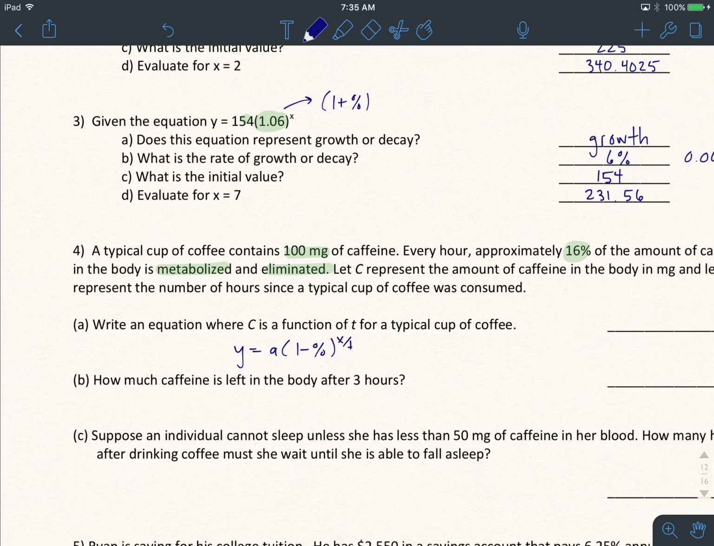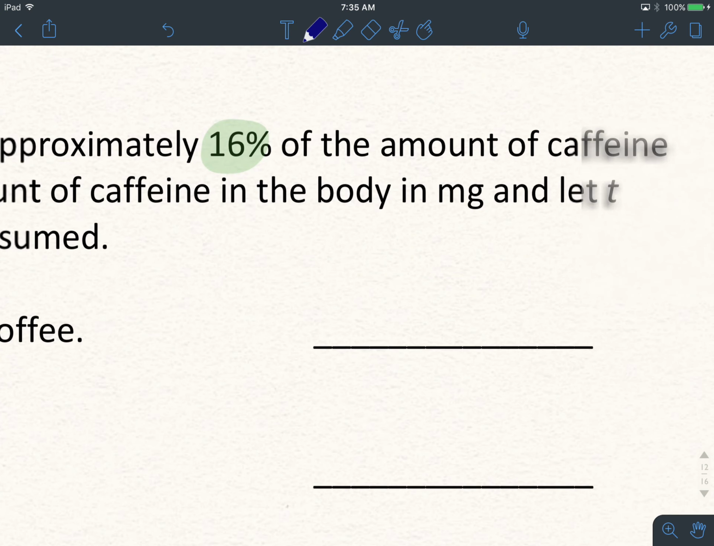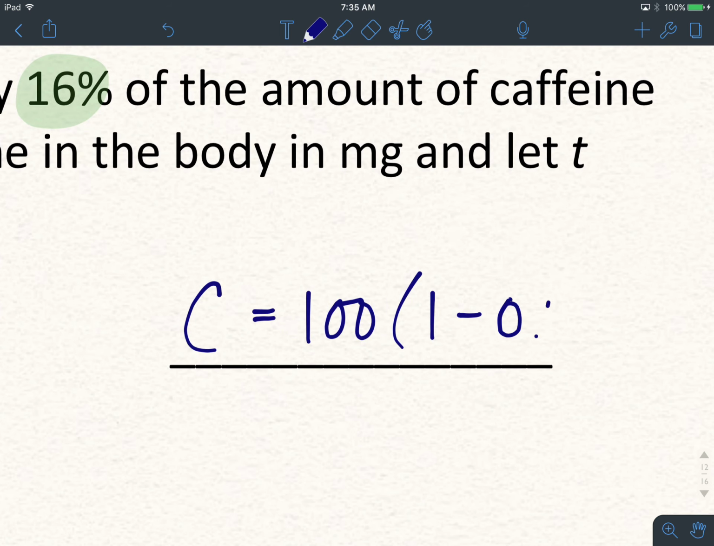So now we're going to start to build it. It wants us to use the variable C to represent the amount of caffeine left in the body. So let's start with C equals. Now the A value was 100 milligrams of caffeine. We have 1 minus the percentage. So again, let's just jump to it this time. 16 over 100 will be 0.16, and to the exponent time.